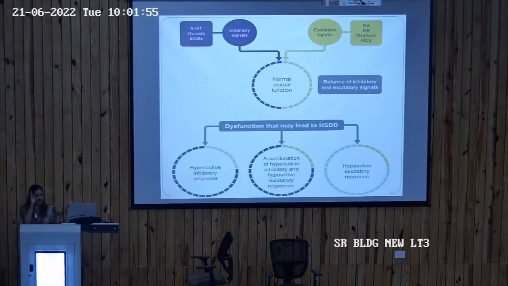So there is a balance which occurs in this, that is, serotonin, opioids or cannabinoids are causing the inhibition, and dopamine, norepinephrine, oxytocin and others are the excitatory ones. So there has to be a balance for normal functional activity. Now, another case-based question related to it.